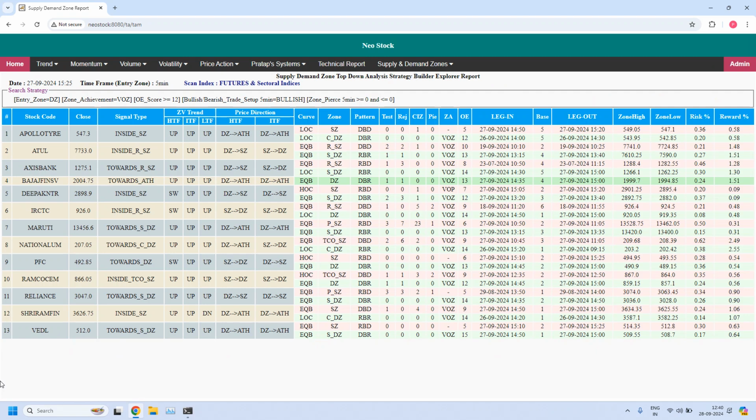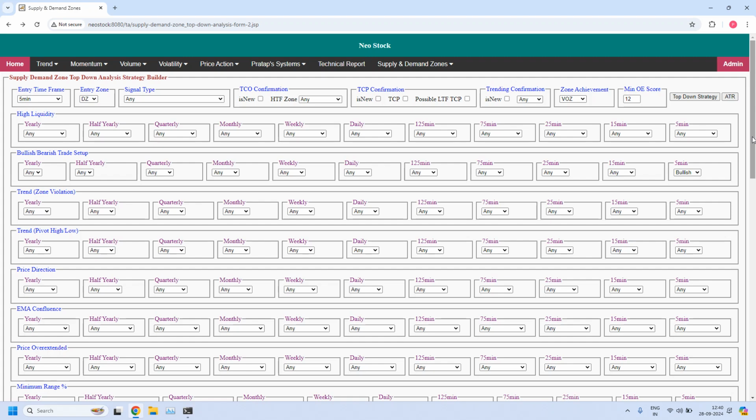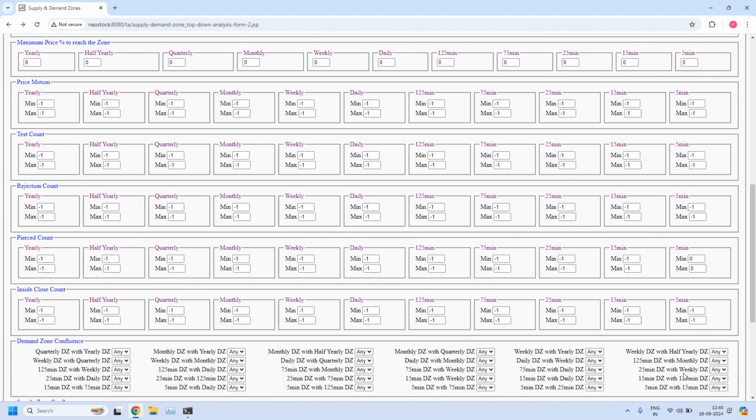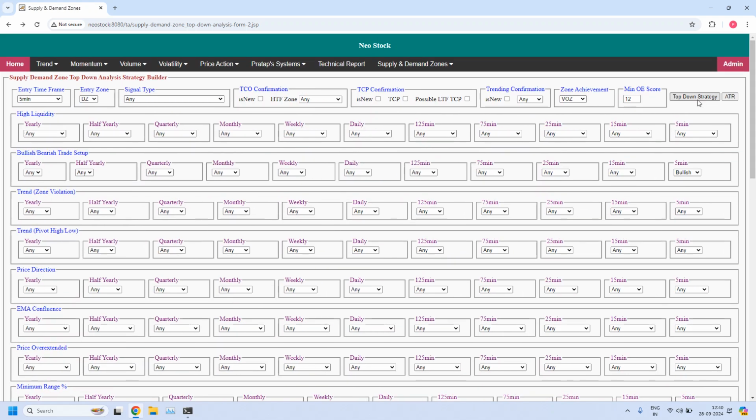Okay, out of these 13, how many of these stocks are having ITF confluence? That means the 5 minutes demand zone is part of the 15 minutes demand zone, because 15 minutes time frame is ITF time frame. LTF, ITF demand zone confluence. So in the demand zone confluence, I am enabling the filter 5 minutes demand zone with 15 minutes demand zone confluence. Filter is enabled. Let's verify.